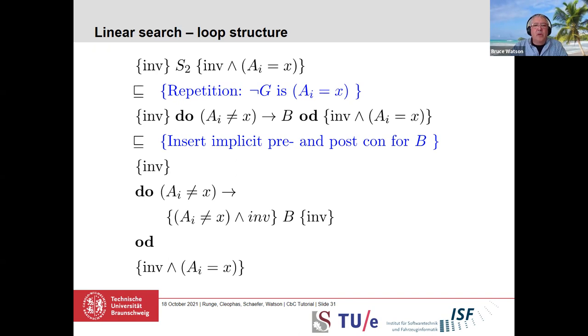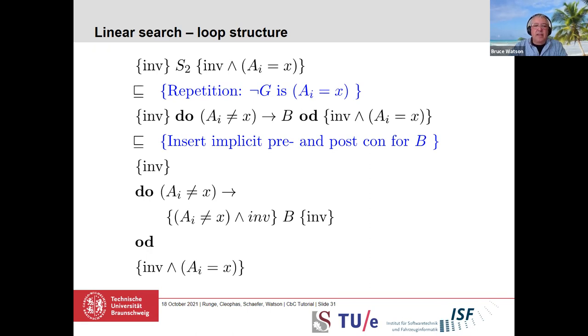And at the end of all of that, we of course know that the only way that we've exited the loop is for the guard to not be true. The guard not being true means that a subscript I is equal to X. And of course, if we've taken care with refining the body of this loop, the invariant will also be true. And therefore, we've established the post condition of the entire algorithm.